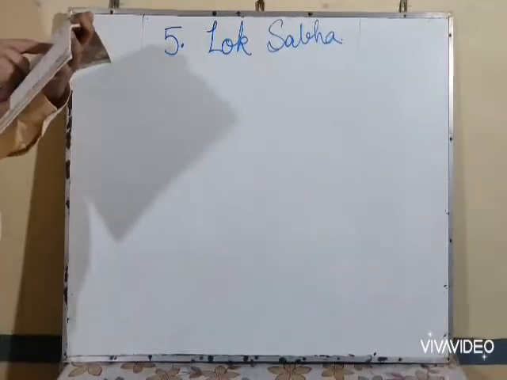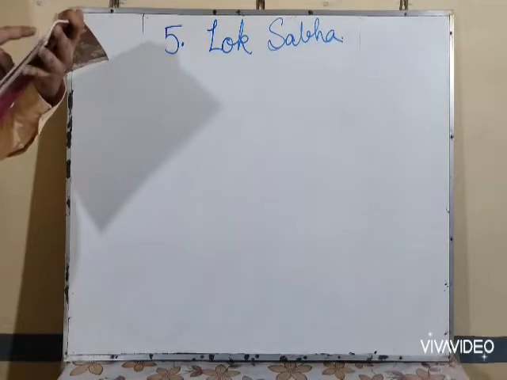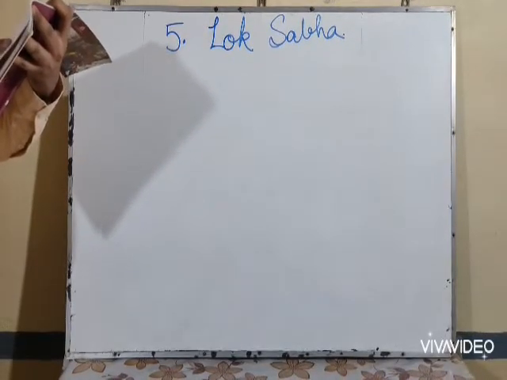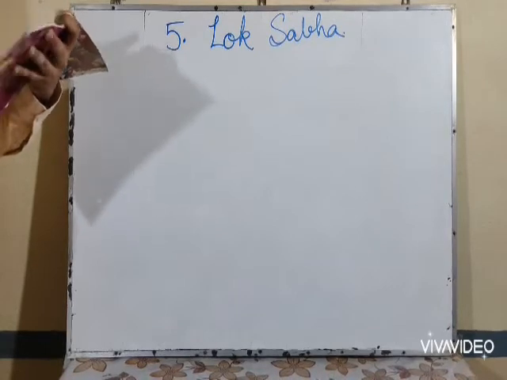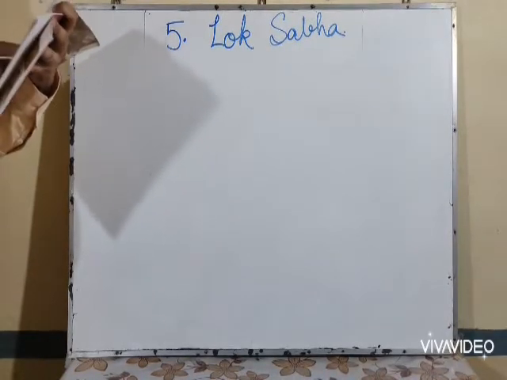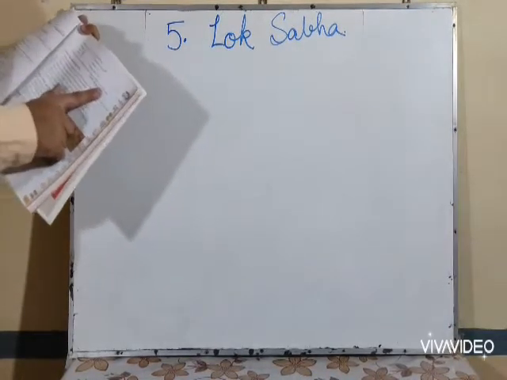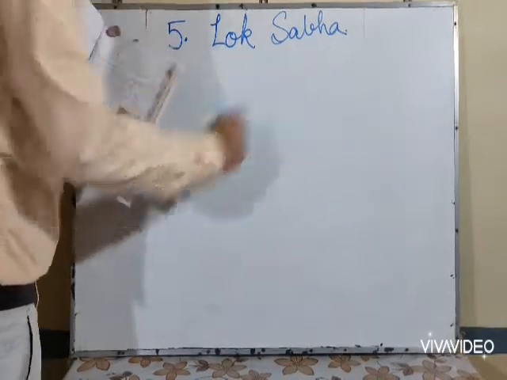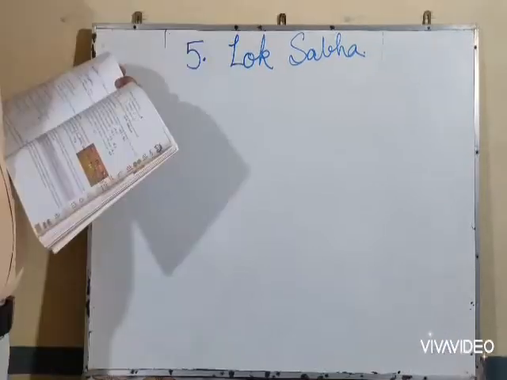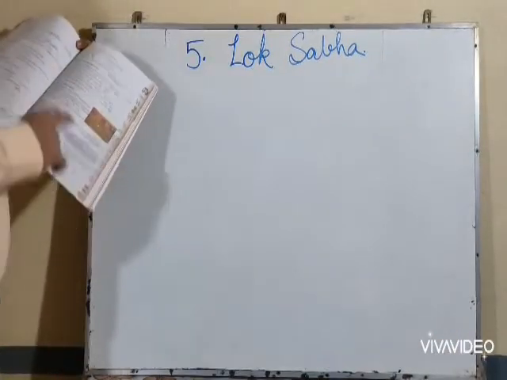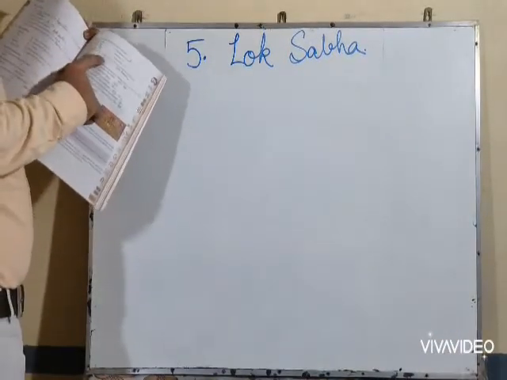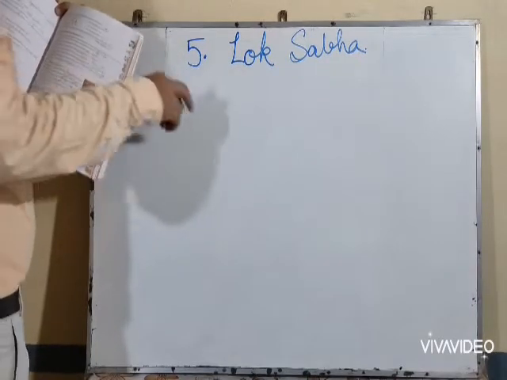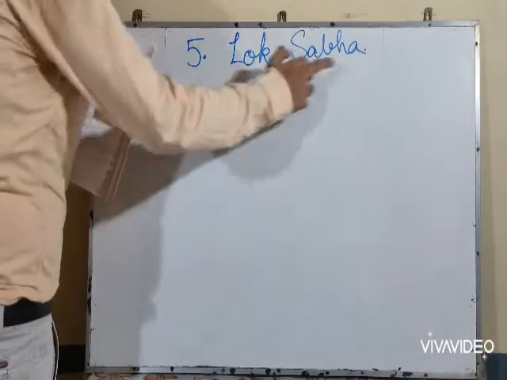Now question number 5, D means D5. Which house is more important as far as money bills are concerned? The answer is Lok Sabha. So again, question number 5: which house is more important as far as money bills are concerned? The answer is the Lok Sabha.